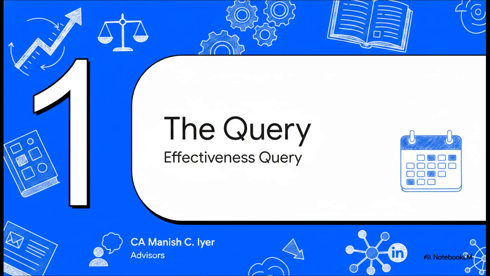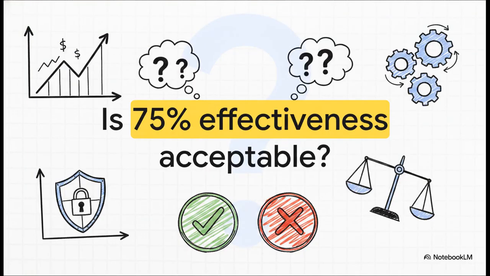All right, Section 1, the hedge effectiveness query. This whole discussion stems from an awesome query featured in the 217th edition of the Gap Advisors Task Weekly newsletter. It's authored by CA Manish C. Iyer, director at Gap Advisors, and published over on LinkedIn. Actually, they've put out over 230 editions so far, so if you're registered on LinkedIn, definitely go subscribe to that newsletter for free.